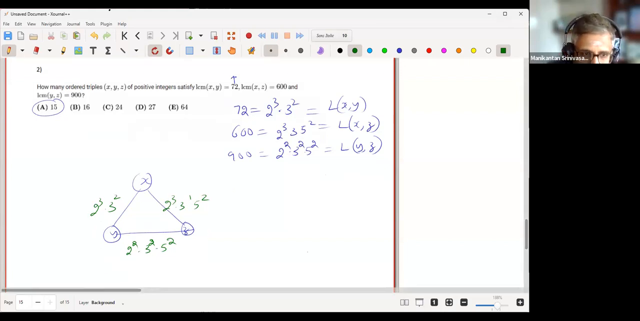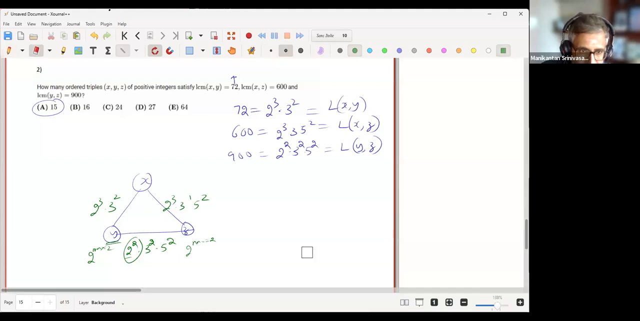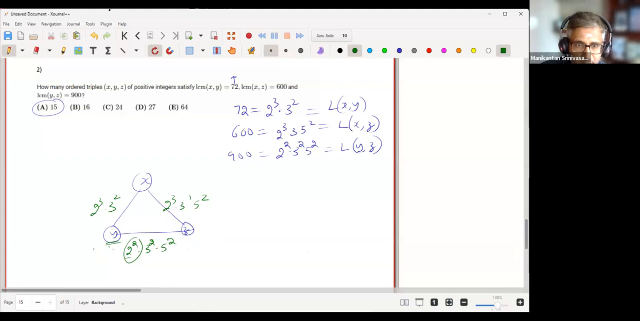Okay, so basically she's saying why. Let's take each prime number separately, right? Prime numbers are very easy to deal with. They are all independent. So first let's conquer 2. Between Y and Z, the maximum power of 2 is only 2 power 2, right? So the max is 2 here. Sorry, my handwriting is very clumsy. But between X and Y we have 2 power 3, and between X and Z also we have 2 power 3.